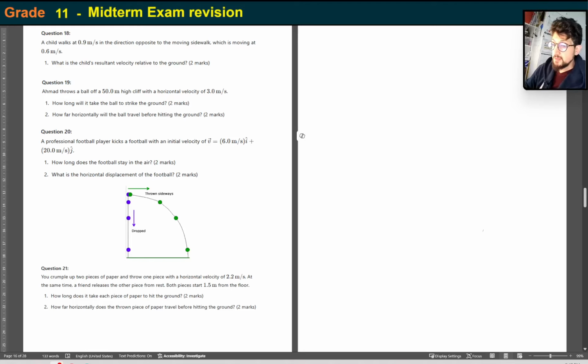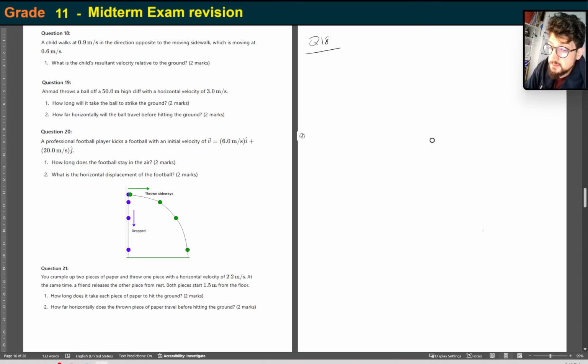Okay, welcome back. Let's continue. We have question 18 to get through. A child walks at 0.9 meters per second in the direction opposite to the moving sidewalk, which is just a conveyor belt, the same ones you see at the airport, which is moving at 0.6 meters per second. What is the child's resultant velocity relative to the ground? Okay, so we have a child, this is question 18.